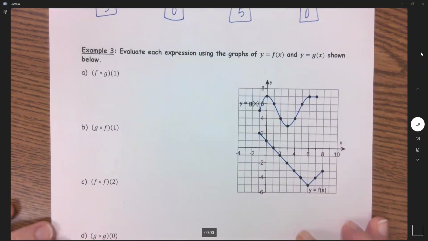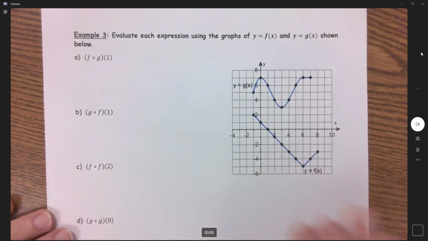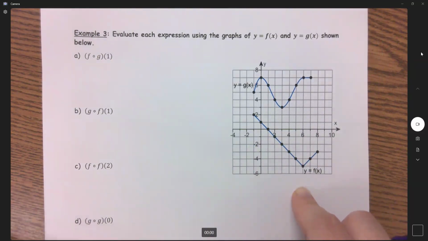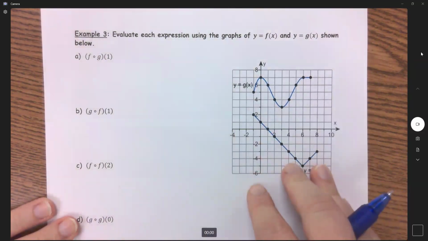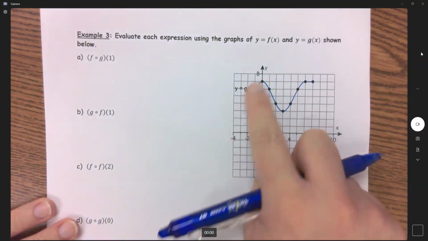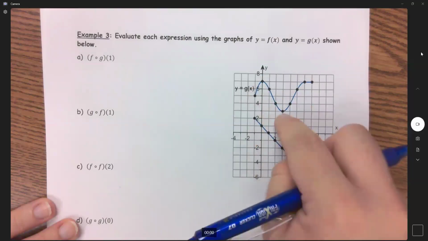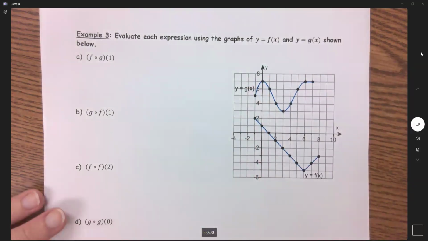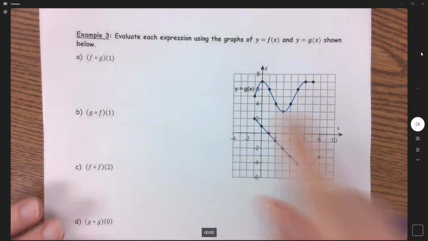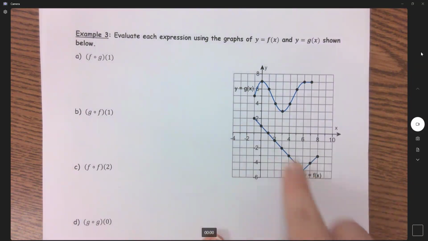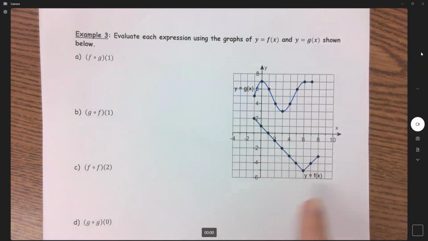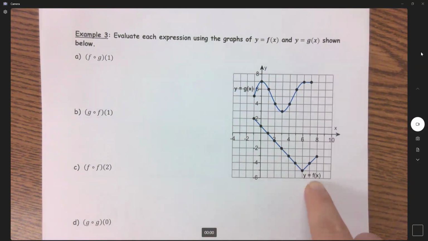And then example 3, we're doing the same thing again, but now I'm reading my y values, or my f of x and g of x values, off of my graph. So to understand this graph, they have them labeled. We have our g of x is this one right here. So this looks like a polynomial. And then my f of x is this V shape. So if this is a V shape, my f of x function is an absolute value.